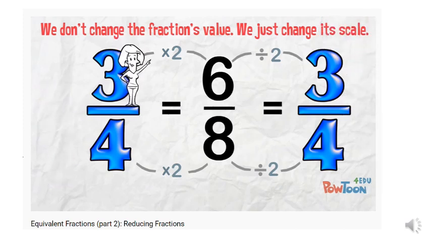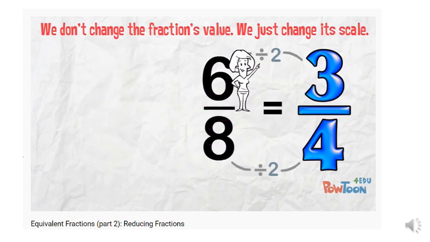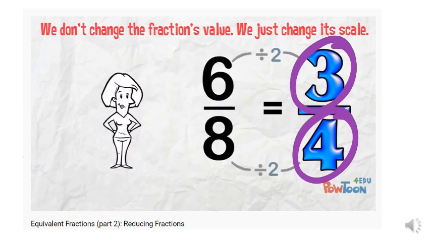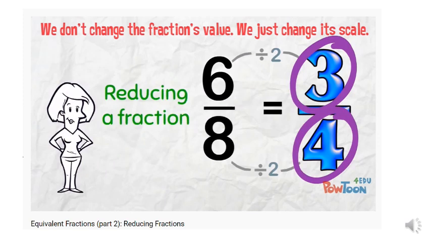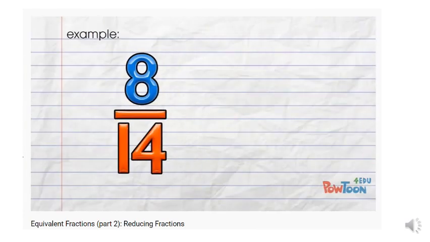We use multiplication to scale the fraction up so the values look bigger. We use division to scale the fraction down, making the values look smaller. That's why it's called reducing a fraction, because we're making it look smaller. Let's do one. 8 over 14.